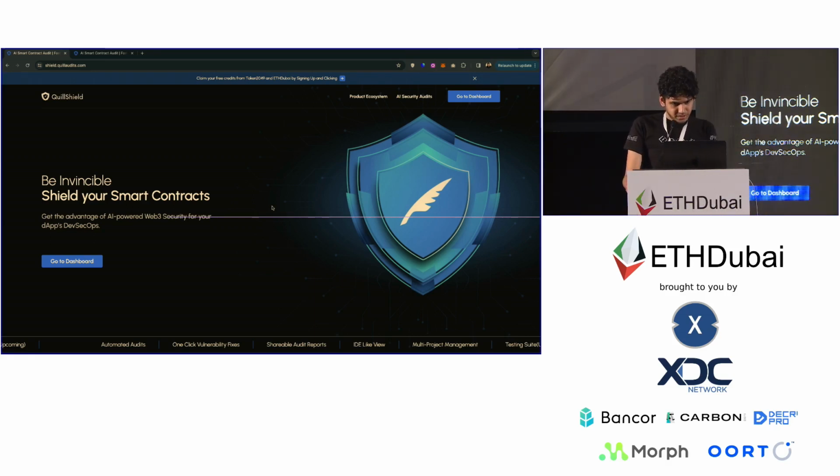Now, let me walk you through the product ecosystem. This is going to be a little different because I don't have a pitch deck ready. I'll be walking you through what we provide as part of our security ecosystem. The first thing that we have here is an AI-powered smart contract auditor. We have our own AI that's been trained on a vulnerable set of contracts. Without boring you much, I'll get to the product demonstration quickly.